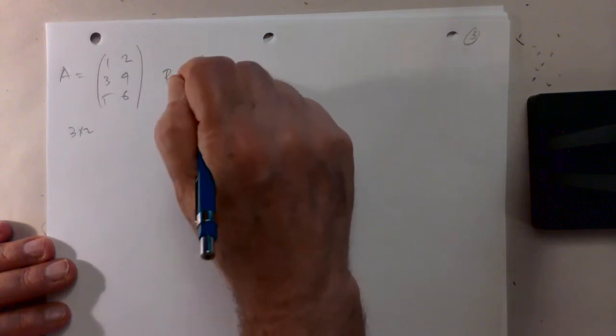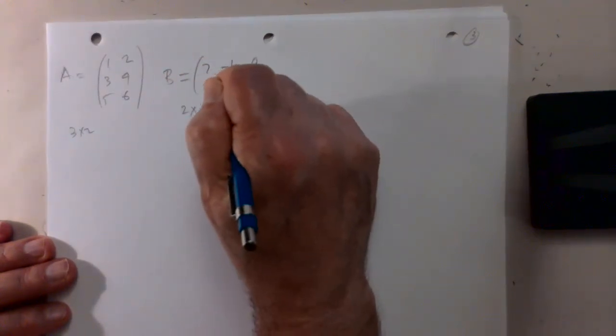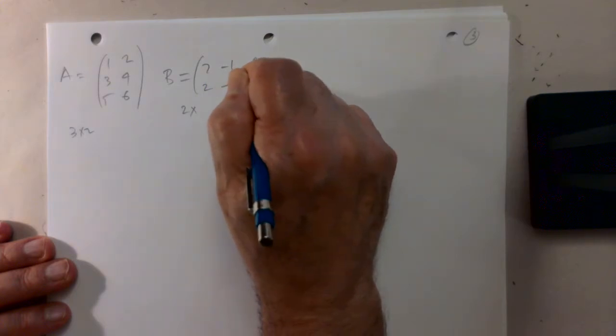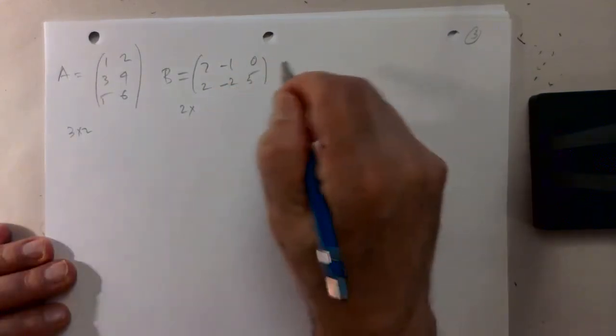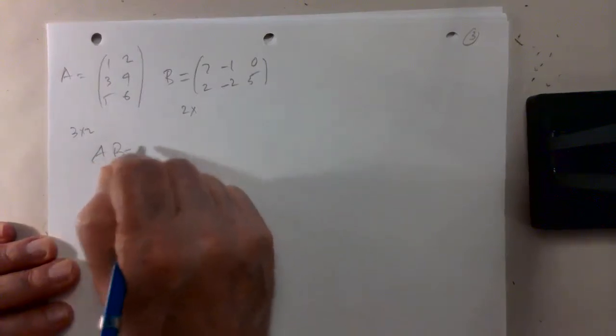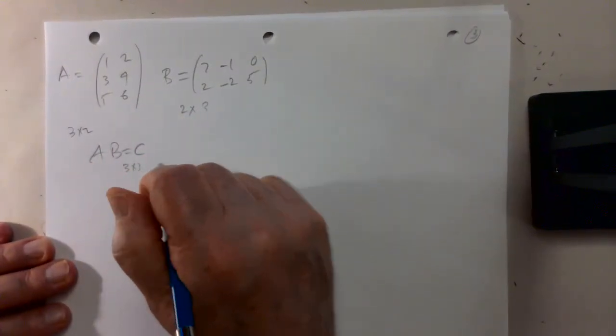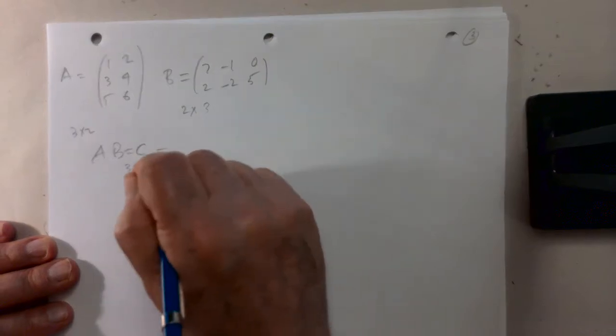I'll just make up some numbers. 7, minus 1, 0, 2, minus 2, 5. And so when I multiply them, AB equals C, this is going to be a 3 by 3 matrix. So what is that matrix?